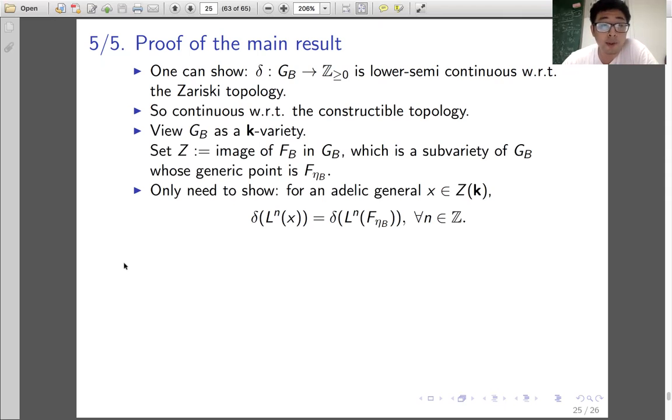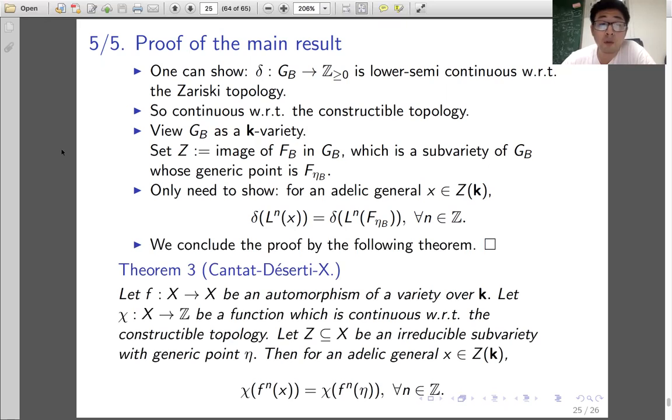Then we set Z to be the image of this section F_B in G_B. So it is a subvariety of G_B, whose generic point is just F(η_B). So we only need to show the following statement: for an adelic general point x in Z(K), δ_{ℓ,n}(x) equals δ_{ℓ,n}(F(η_B)) for every n.